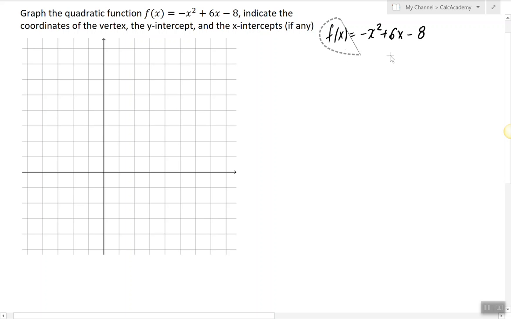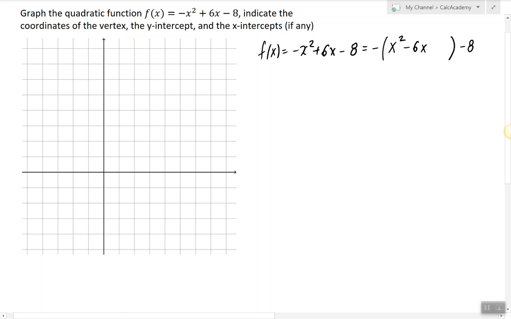To complete the square, we have to first isolate the x squared plus bx term. So I'm going to factor out -1 from the first two terms to obtain this. And now to complete the square, I need to add something to these two terms to make it a perfect square. So half of 6 squared is 9. So by adding 9 inside of the parentheses, I get the perfect square.